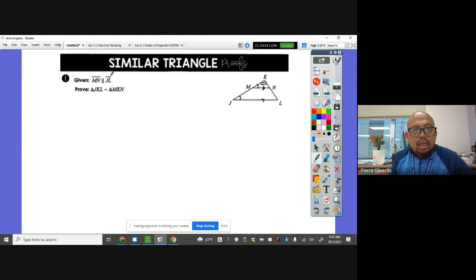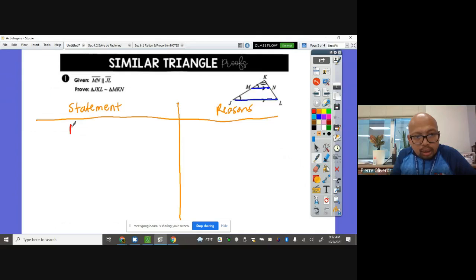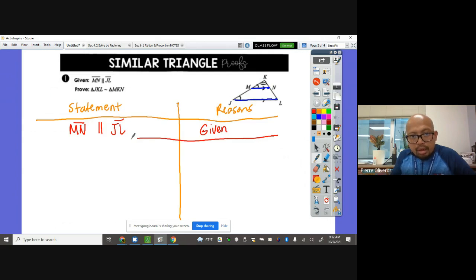Number one here, we're given that MN is parallel with JL. If they are parallel, you should have a hint that you're probably going to use alternate interior, alternate exterior, corresponding, or same side angle definitions. In making a two-column proof, on the left side we write the statements and on the right side we put our reasons. So MN is parallel with JL. That is given, and that's the reason for writing that down.